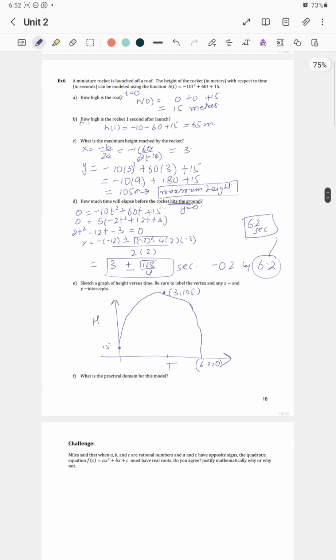Okay, so what is the practical domain for this model? It is starting from 0 and moving to (3 plus square root 168) over 4.